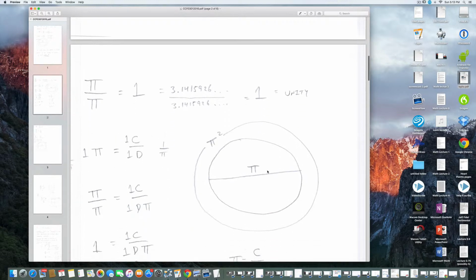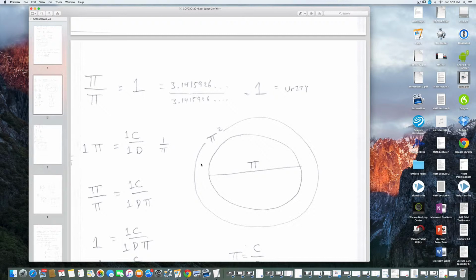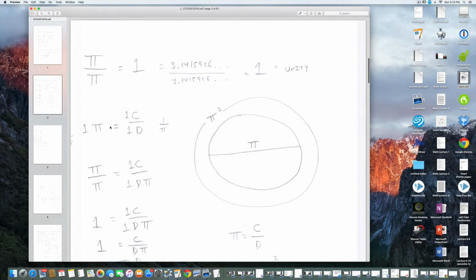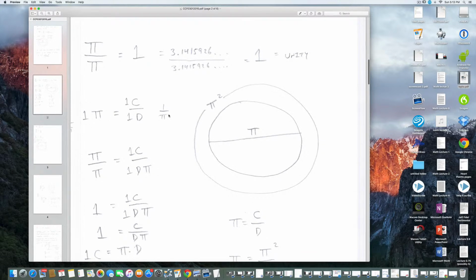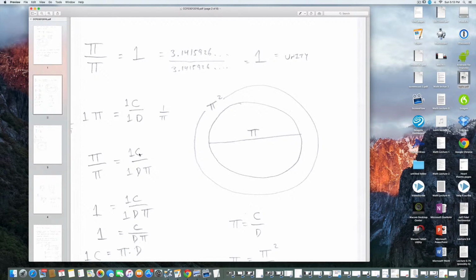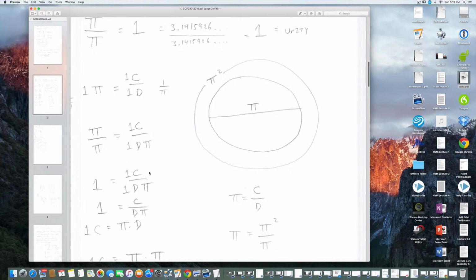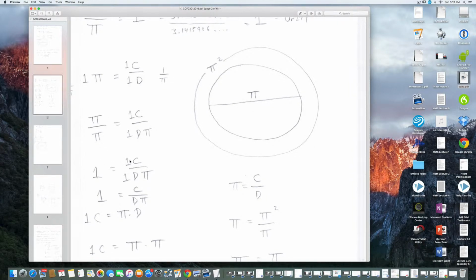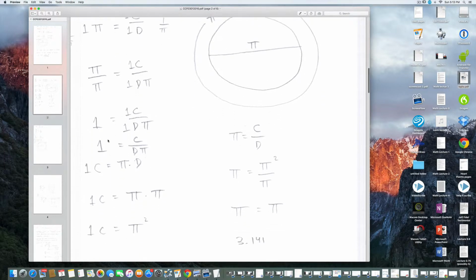We get unity. So now I can make another circle, and I could say, okay, I'm going to make the diameter of this circle pi. So pi over pi equals 1. So 1 pi, we already knew, this is the formula, equals 1 circumference over 1 diameter. I'm going to now multiply both sides by 1 over pi. And I'll get pi over pi equals 1 circumference over 1 diameter times 1 pi. And now I can solve for 1. 1 equals 1 circumference over 1 diameter pi, or 1 equals circumference over diameter pi.